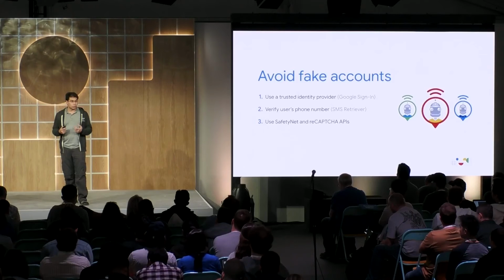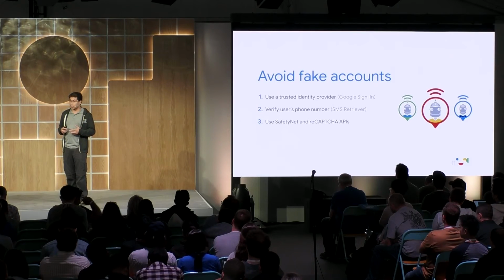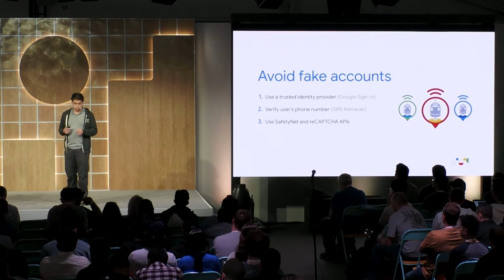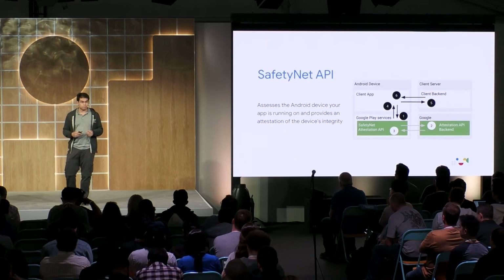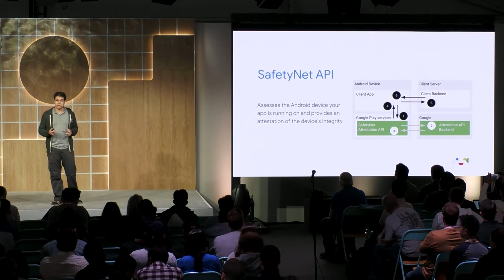And finally, there are APIs on Android that help you detect and prevent the usage of your app through automated mechanisms like scripts and bots. And let's go into a little bit of detail about those two. So the first one here is the Safety Net API. And so the Safety Net API will help give you an assertion or an attestation that the user of your app is on a legitimate real device.